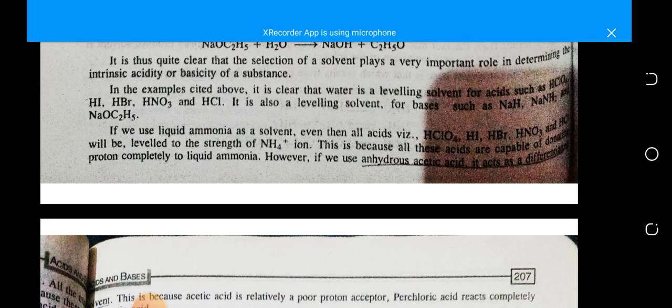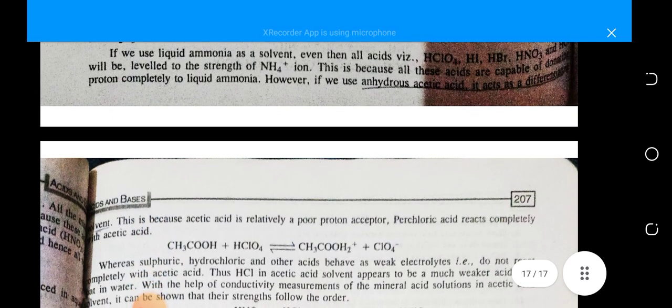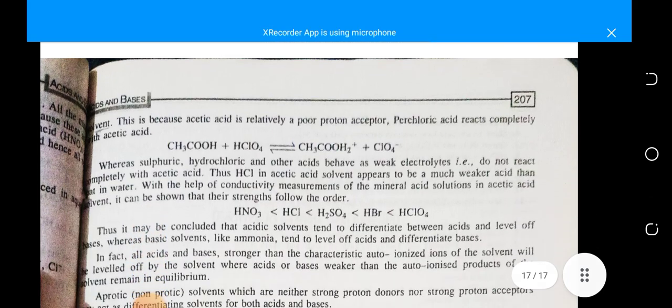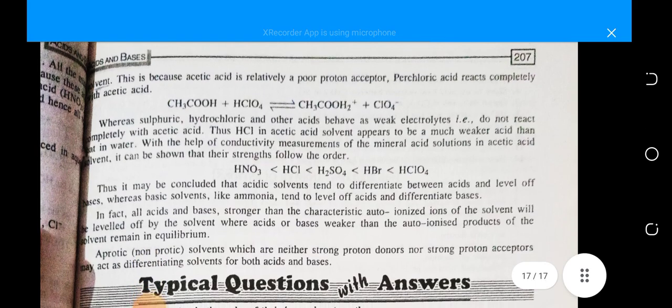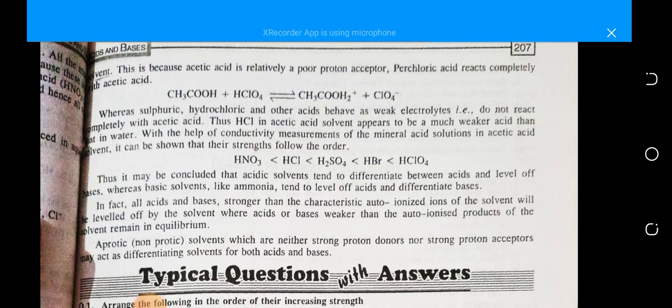However, if we use anhydrous acetic acid, it acts as a differentiating solvent. This is because acetic acid is relatively a poor proton acceptor. Perchloric acid reacts completely with acetic acid: CH3COOH plus HClO4 gives CH3COOH2+ and ClO4-, whereas sulfuric, hydrochloric, and other acids behave as weak electrolytes, that is, they do not react completely with the acetic acid. Thus, acids in acetic acid solvent appear to be much weaker than in water.